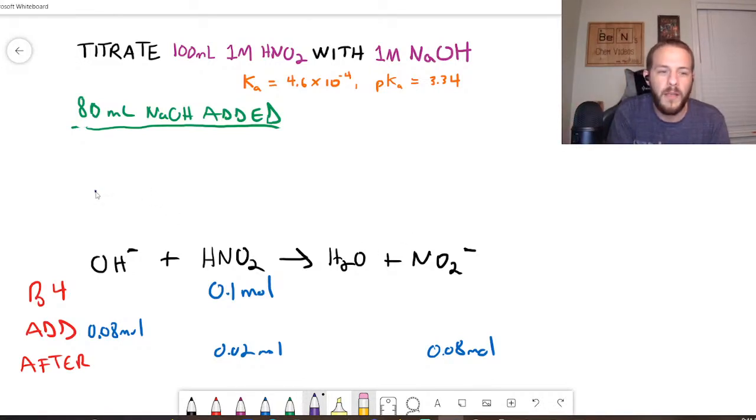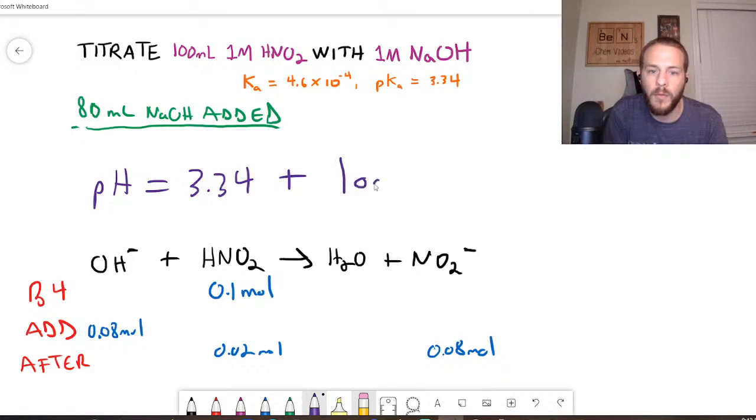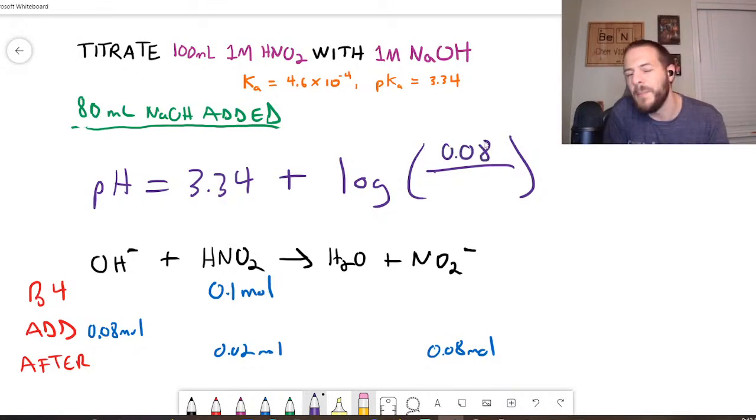Okay, the pH is equal to pKa plus log of base over acid. So pKa, that's 3.34, plus the logarithm of the concentration of base over the concentration of acid. So the concentration of base is 0.08. Actually, that's the amount in moles, but same difference. Concentration of acid, 0.02. So you might be asking yourself, well, 0.08 and 0.02 aren't the concentrations of acid and base. Those are simply the amounts of the acid and the base in moles.